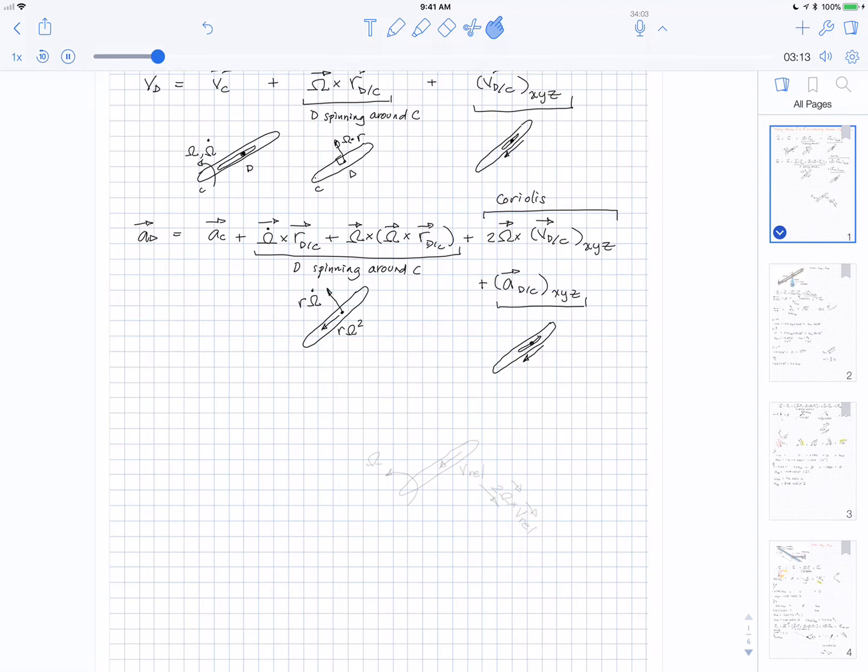Okay, and so that follows the right-hand rule, so I'm going to draw it down here. So let's say omega was this way, and let's say the V relative was that way, and I can't show you, but using the right-hand rule, omega cross V would be this way. That would be 2 omega cross V relative. Okay, so we'll be using both of these equations in both of the examples to come.